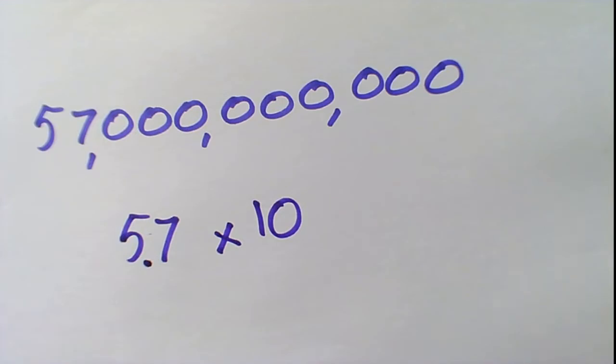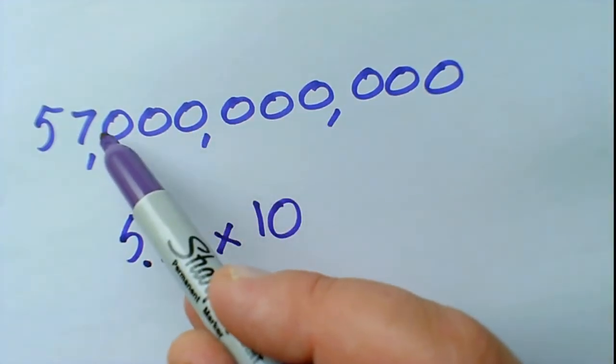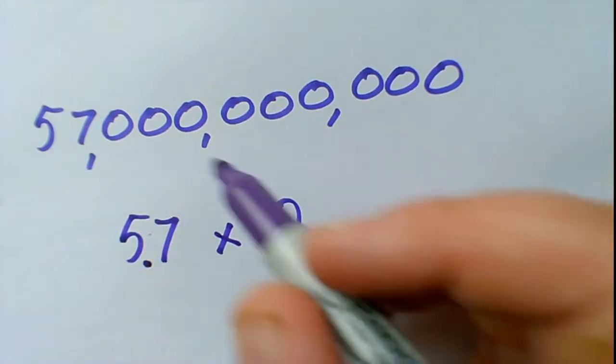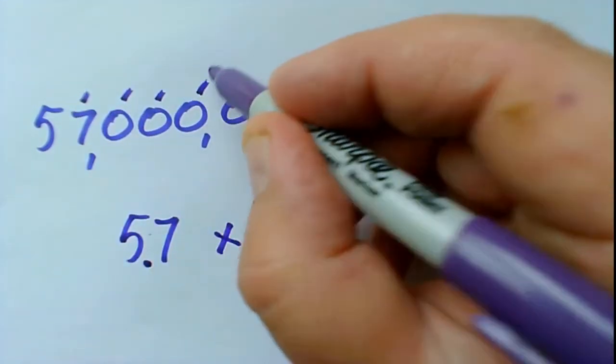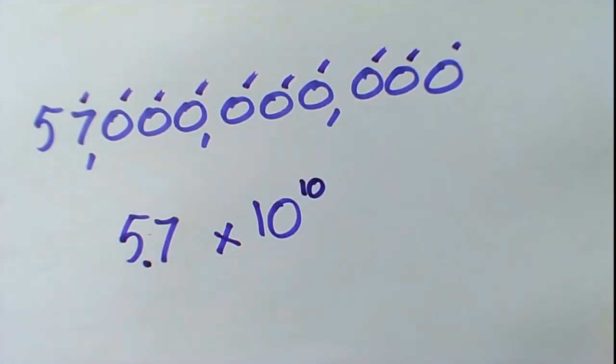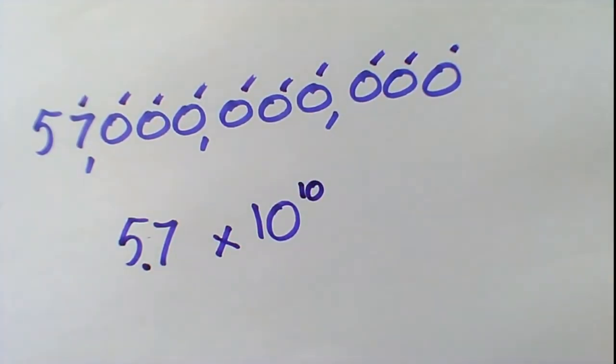The next bit is to count not just the zeros, remember, don't make that mistake. You've got to count all of the digits, but not including the first one. 1, 2, 3, 4, 5, 6, 7, 8, 9, 10. So that's your answer, 5.7 times 10 to the 10, written in standard form. Right, have a go at this one.